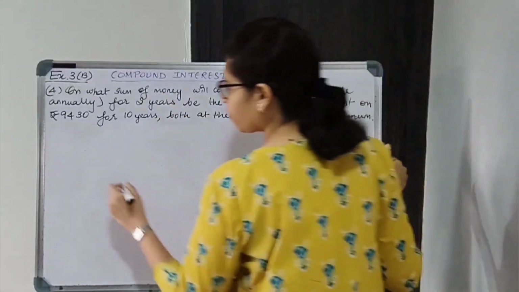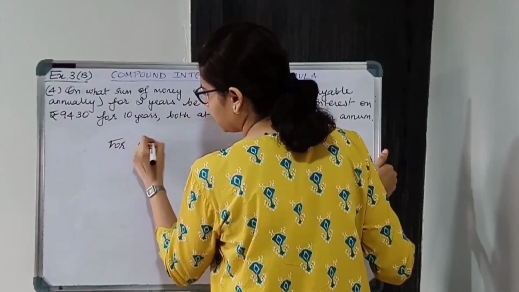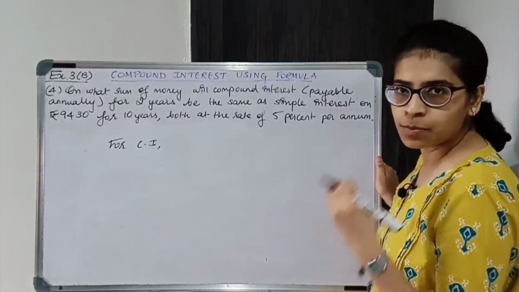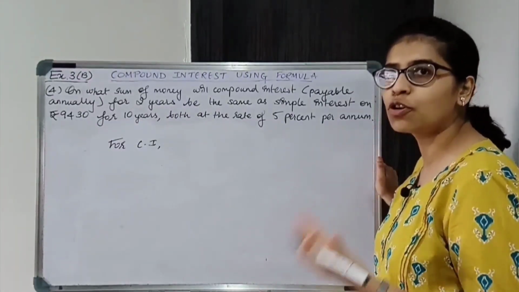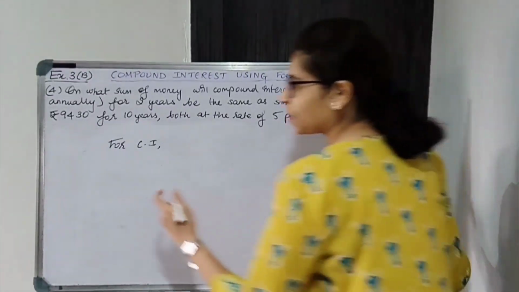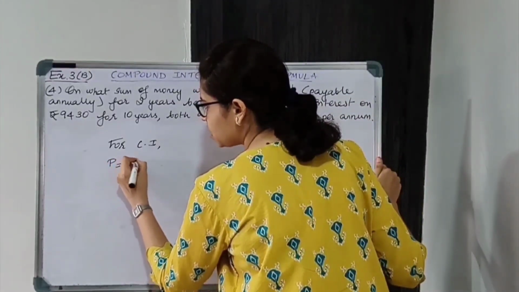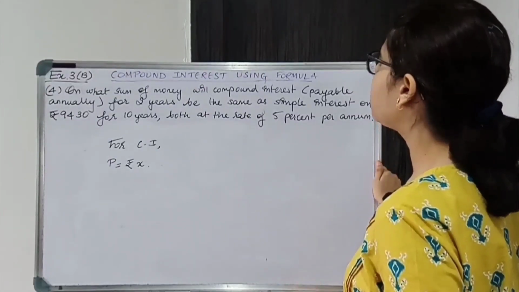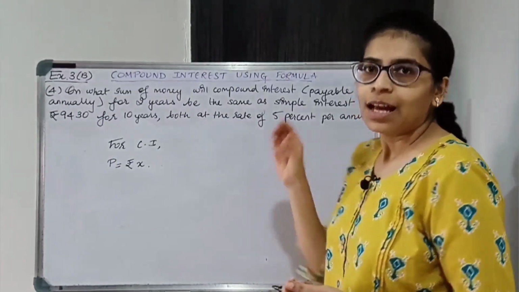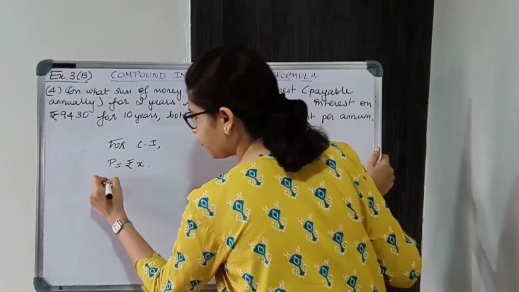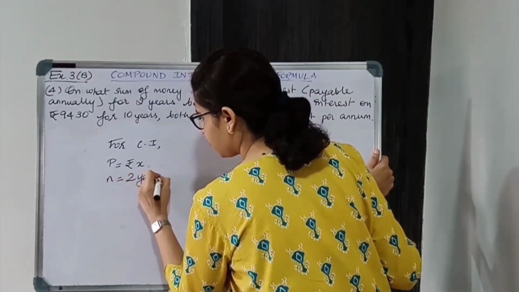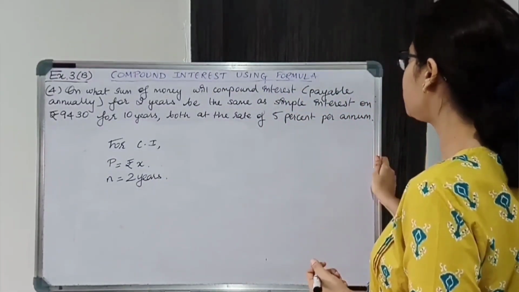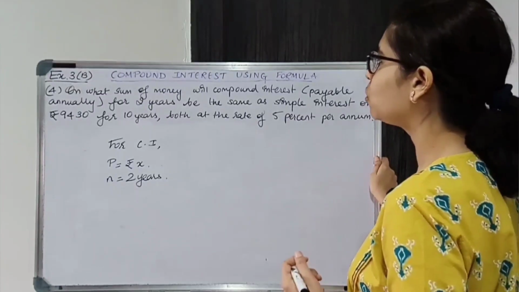For compound interest, what information are we given? On what sum of money? Sum of money, that is principal, is not given. So when principal is not given, what do we assume? We assume it to be X rupees. So let it be X rupees. On what sum of money will compound interest payable annually for 2 years? N is 2 years. Be the same as simple interest on rupees 9430.